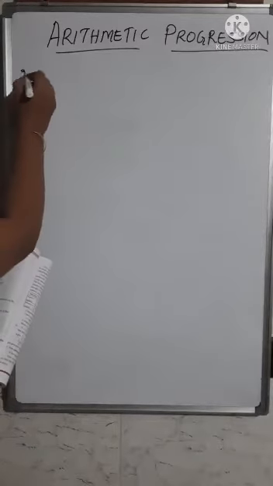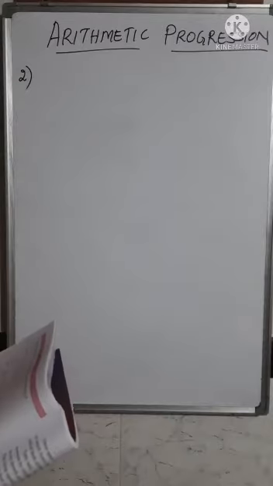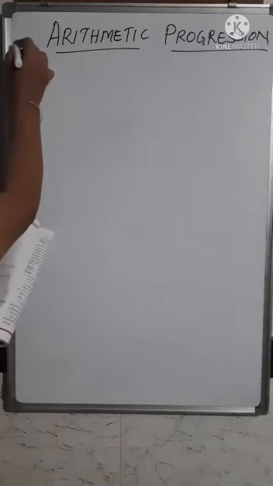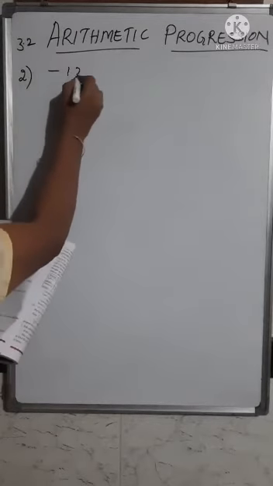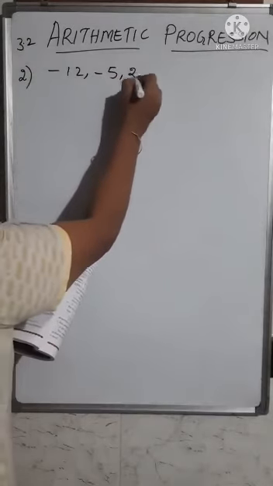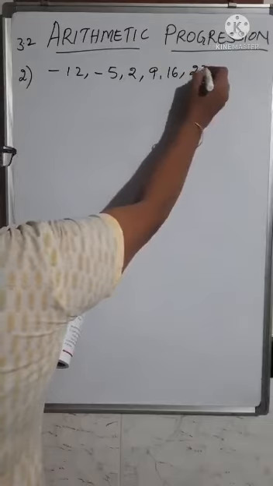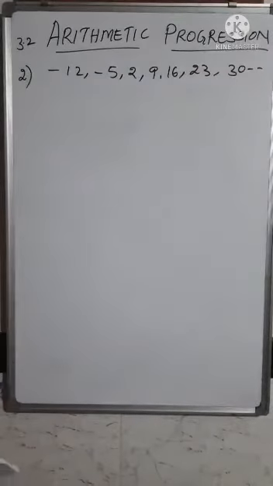The second problem. Decide whether the following sequence is an AP. If so, find the 20th term of the progression. So the sequence given is practice set 3.2, second one: minus 12, minus 5, 2, 9, 16, 23, 30. So this is the given sequence. They've asked two questions here. First one, decide whether the following sequence is an AP, and the second part is, if so, find the 20th term.